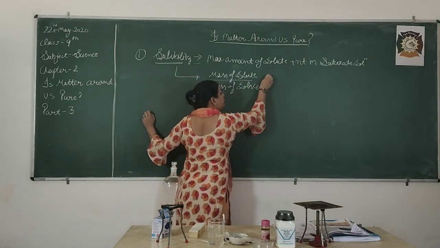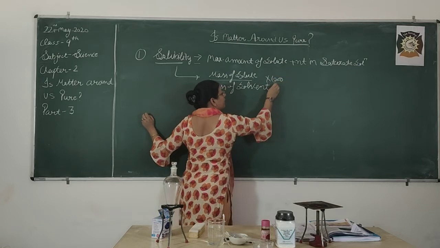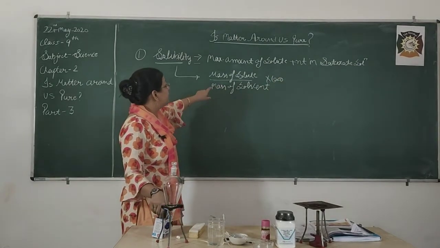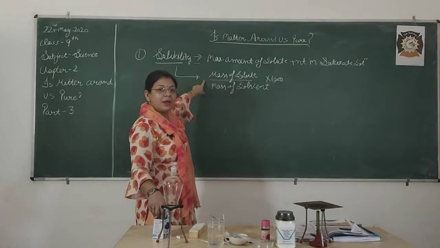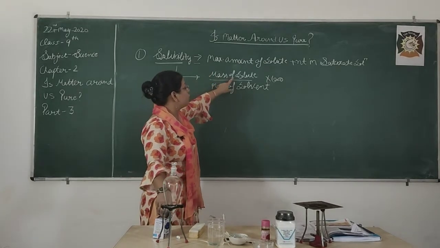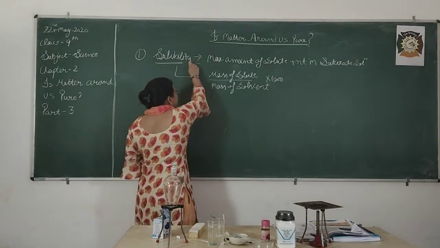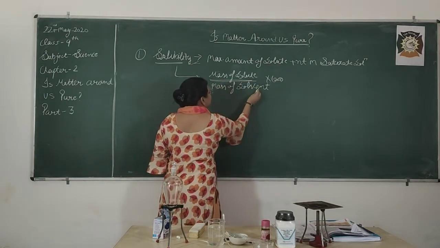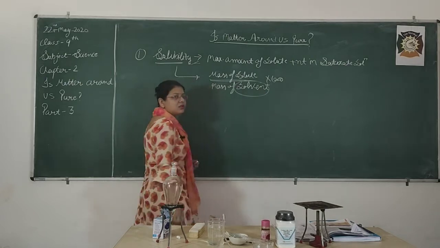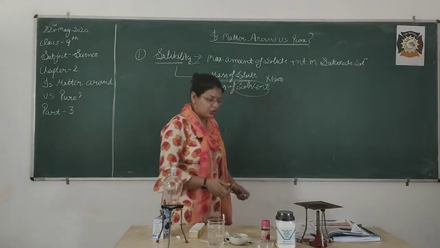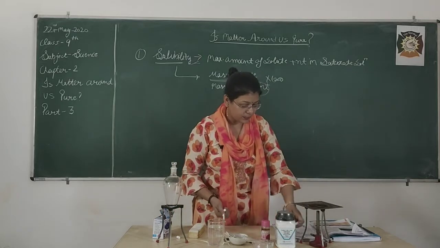solvent into 100. In concentration terms, what did we use? We used mass by mass. The formula of mass by mass concentration is mass of solute divided by mass of solution. But solubility means mass of solute divided by mass of solvent into 100. So that is the new term, solubility.